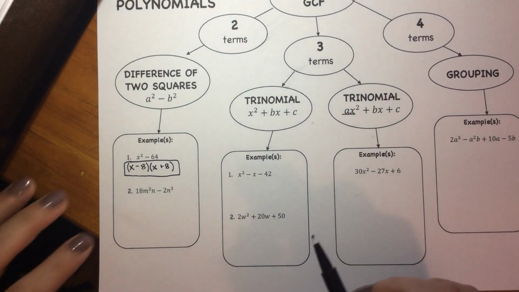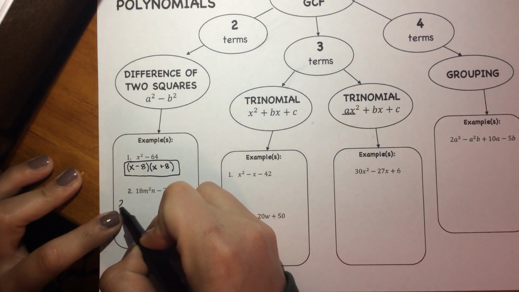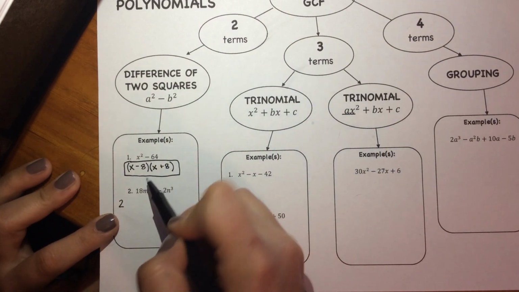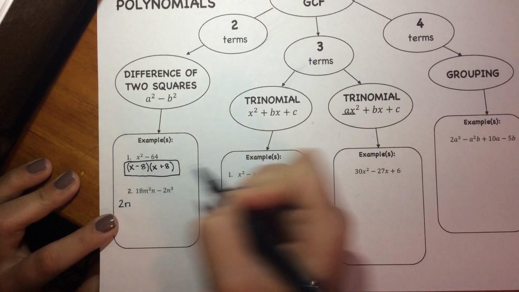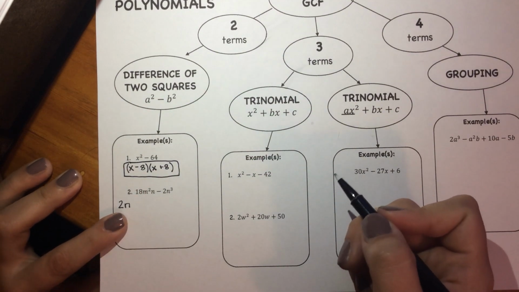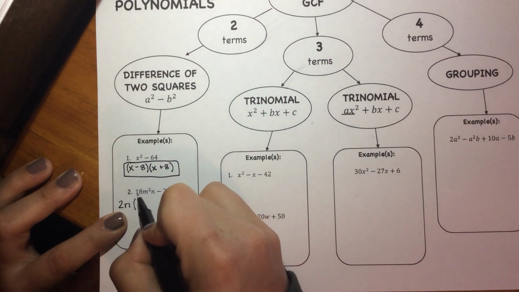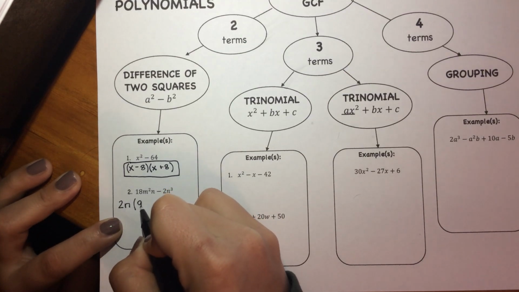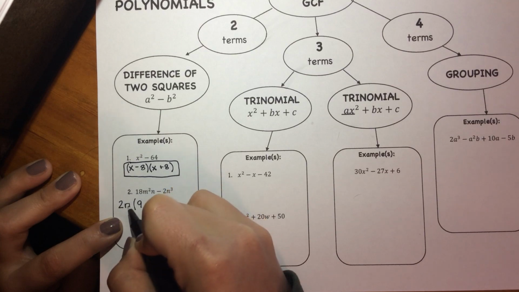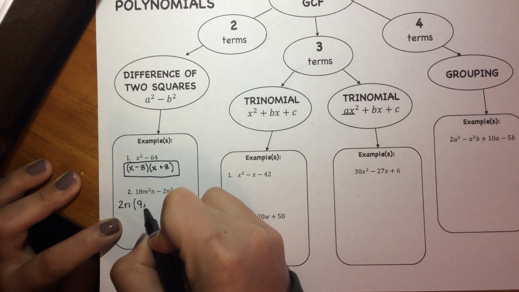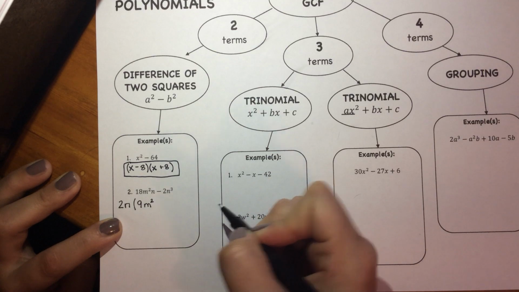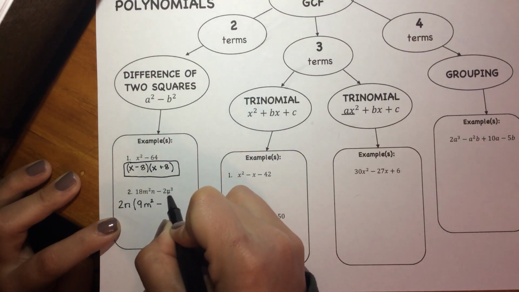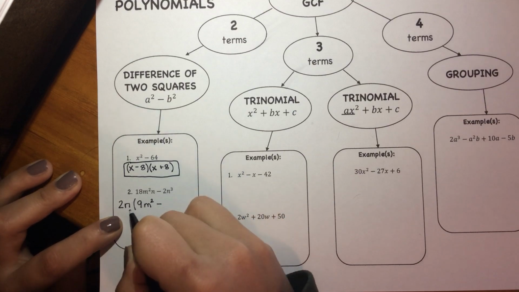They both have the factor 2, and this one has 1 n, but this has 3, so the greatest common factor they have is 1 n. So my GCF is going to be 2n. I'm going to factor it out, which means I divide. 18 divided by 2 is 9. m squared times n divided by n means my n's cancel, and I'm left with m squared. 2 divided by 2 is 1, so minus 1, but then n cubed divided by n.